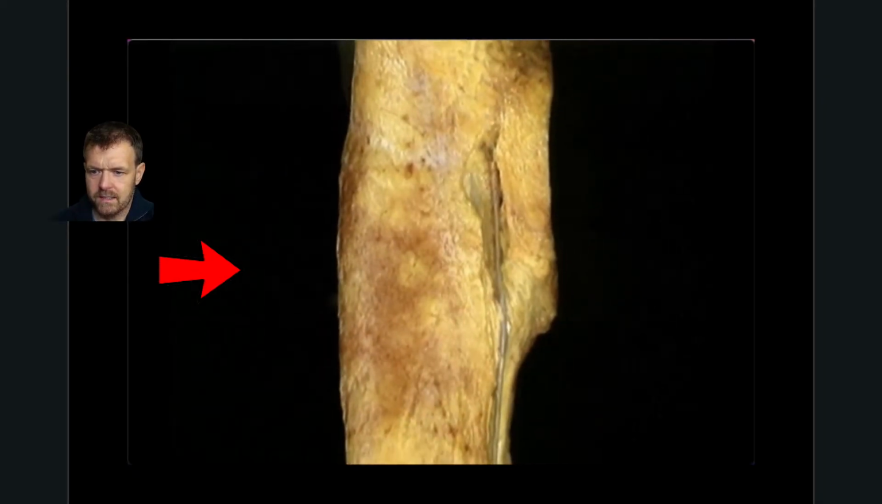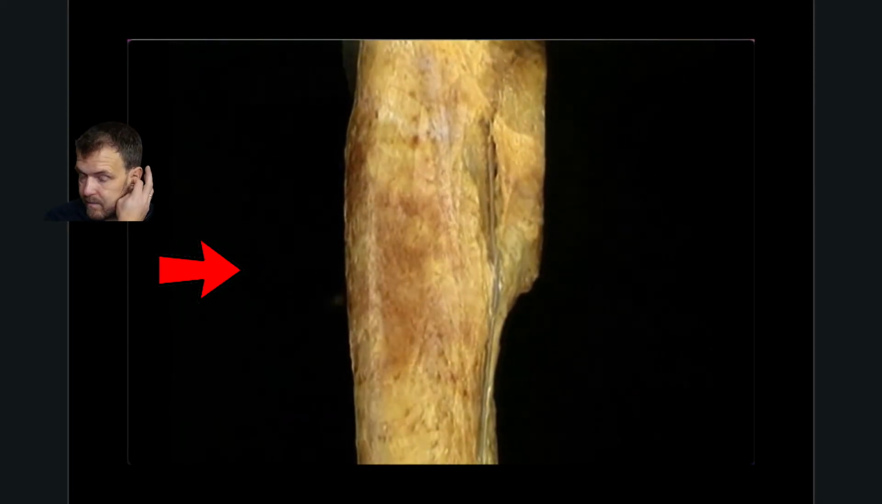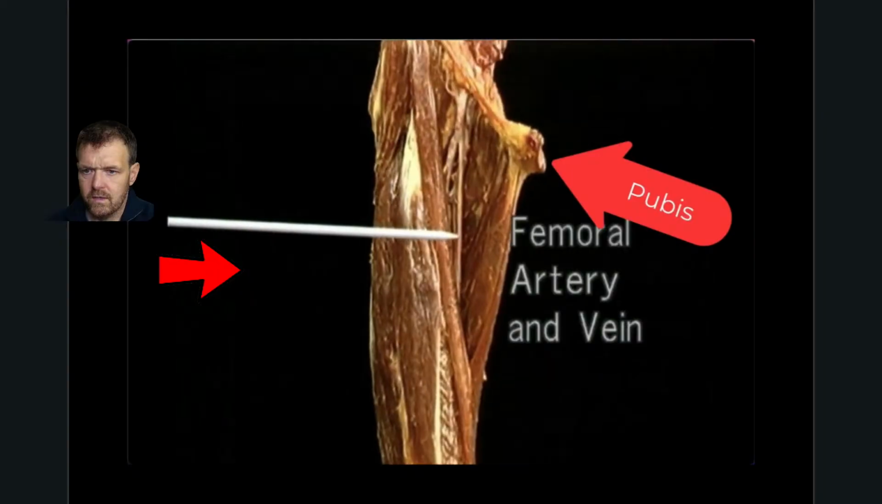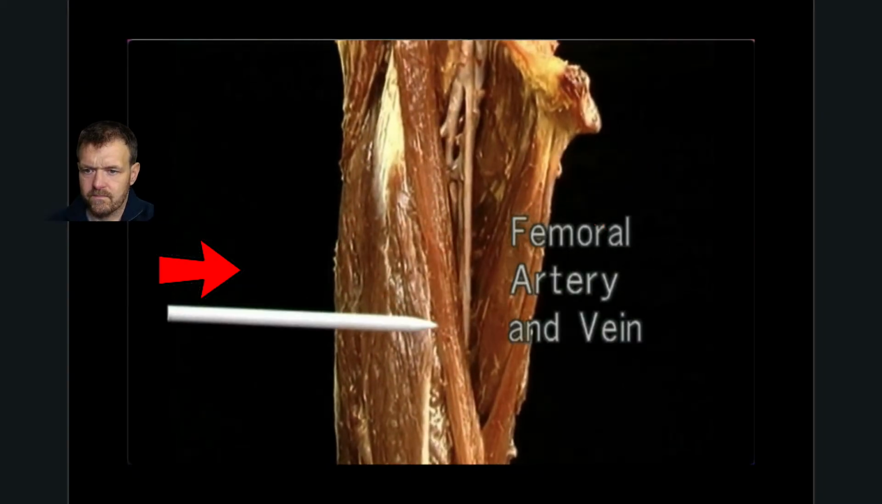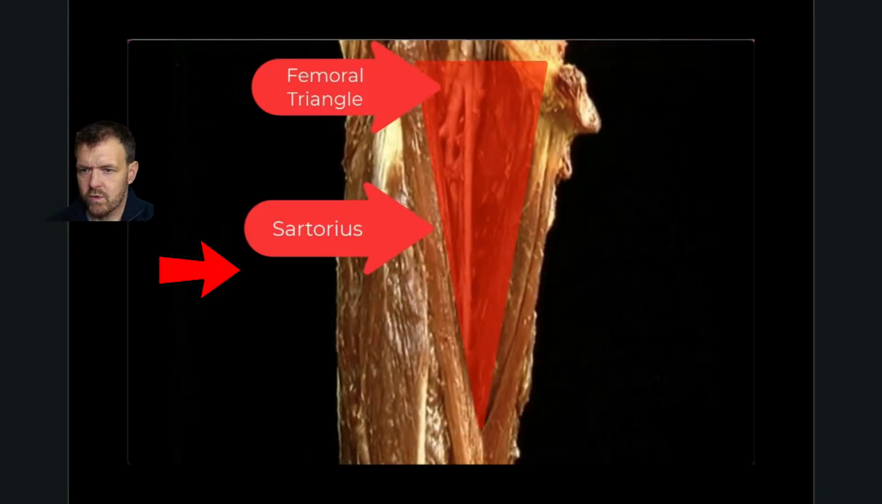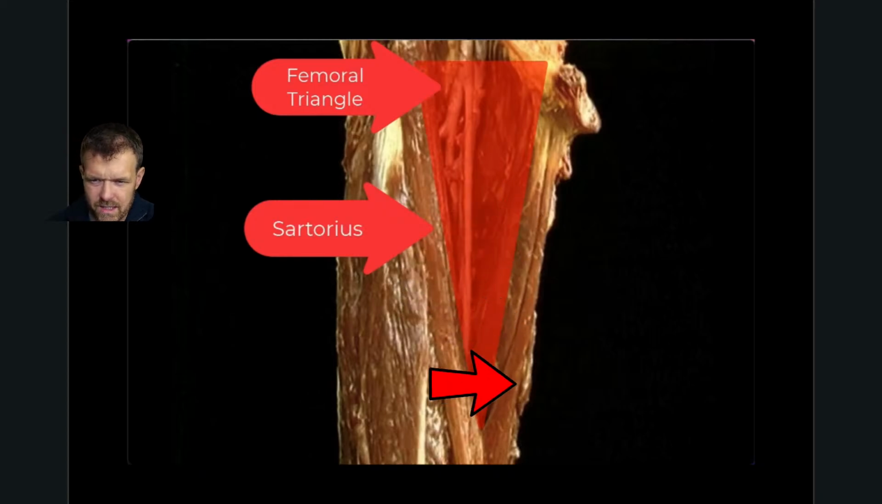Let me just go back a sec. Just pause that at that point. So there's your artery and vein, sartorius, and then there's the femoral triangle. Yeah, so remember the borders were adductor longus, and then that looks like gracilis there as well. So adductor longus, and then your sartorius, medial border of sartorius, and there's your pubis just up there.